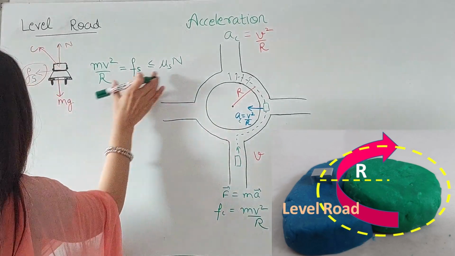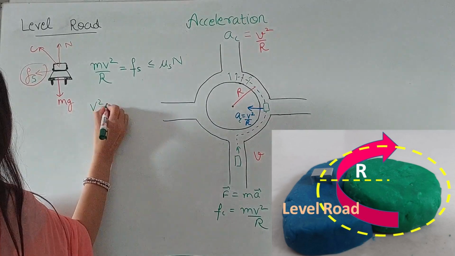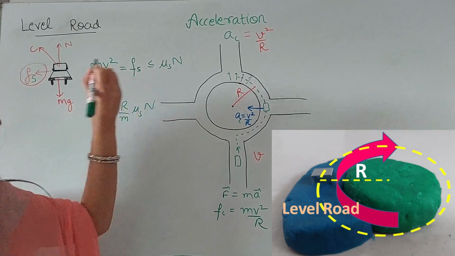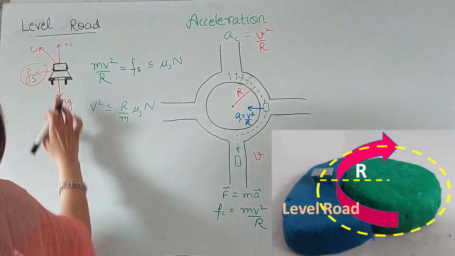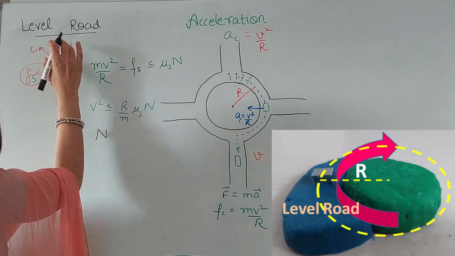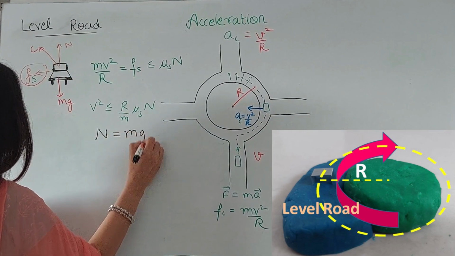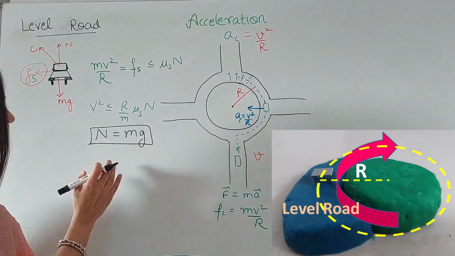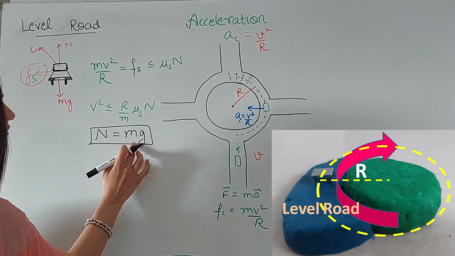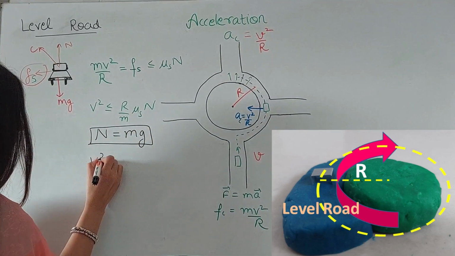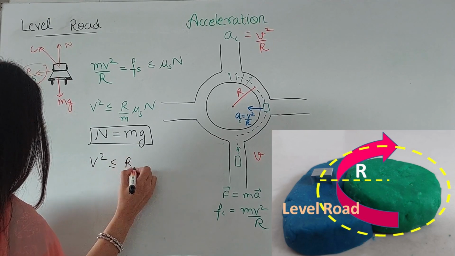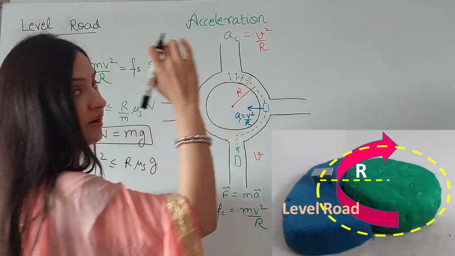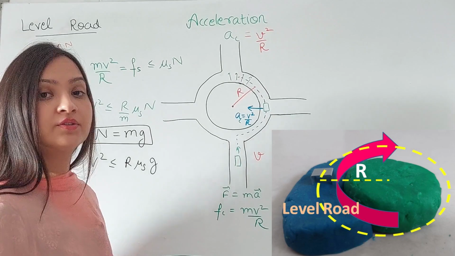So what can you get from here? This v square is less than equal to r by m into mu s times n. Another thing is that since there is no acceleration in this direction, this n, this normal force, actually balances this weight of the car so that n is equal to mg, right? And you can put the value of this n by m from here into this expression. So you will be getting v square is less than equal to r mu s into g. R is the radius of the circle in which the car is moving. G is the acceleration due to gravity.